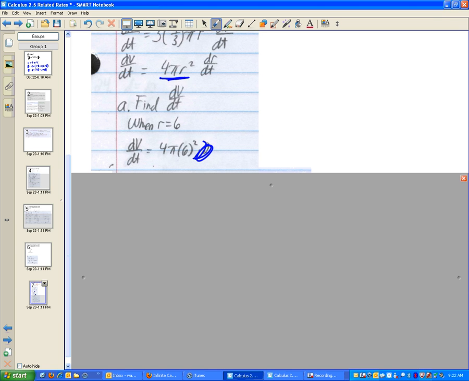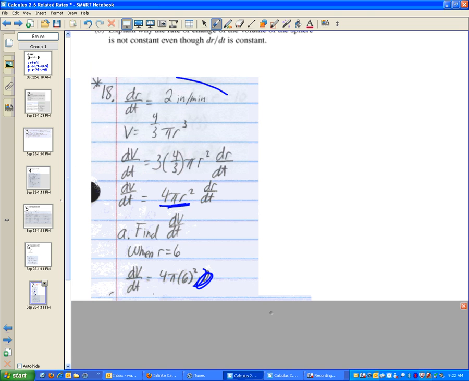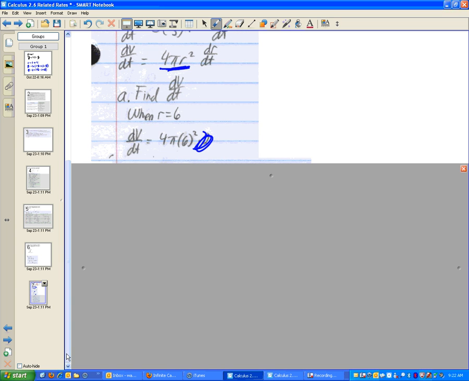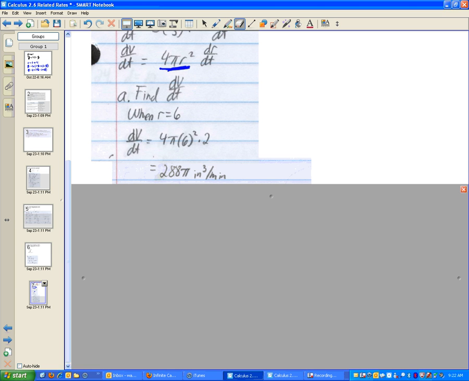So we've taken care of everything I've got underlined in blue there. dr dt. What do I put in for dr dt? 2. That was the very first thing we wrote down. That was the first thing they told us. So put in a 2 for dr dt, and now all you got to do is a little multiplying. 6 squared is 36. 36 times 2 is 72. 72 times 4 is 288. Don't forget the pi.